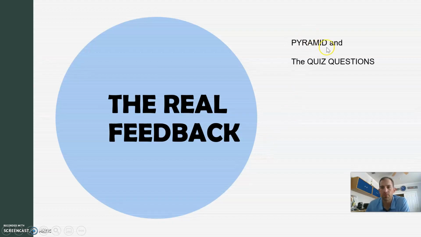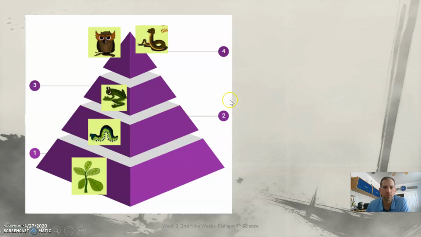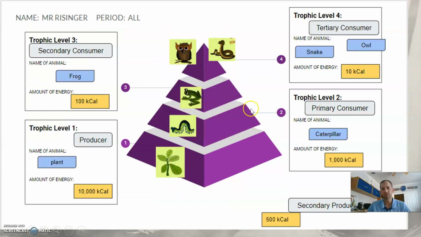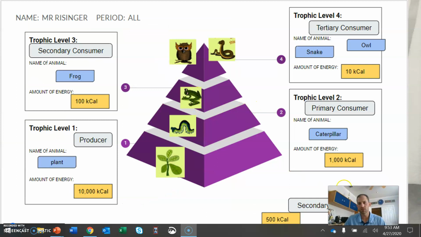We're going to talk about the pyramid and the chain and then go over the quiz questions and then preview the rest of the week. So if you put your animals in the right spot, you would have had a plant on the bottom, and the owl and the snake would have been the ones that you left on top, and the caterpillar and the frog. The rest of the stuff would have looked like this.